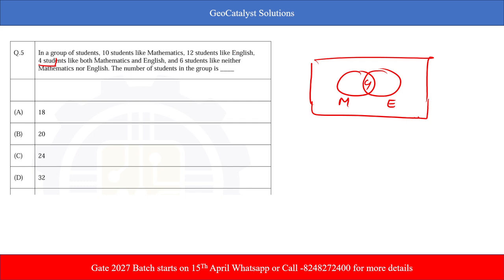So 12 students like English. So this 4 has already come, so the rest will be 8. So then only it can be 12. Similarly, 10 students like math. So this will be 6. Then only 6 plus 4, 10. So 10 students like math.